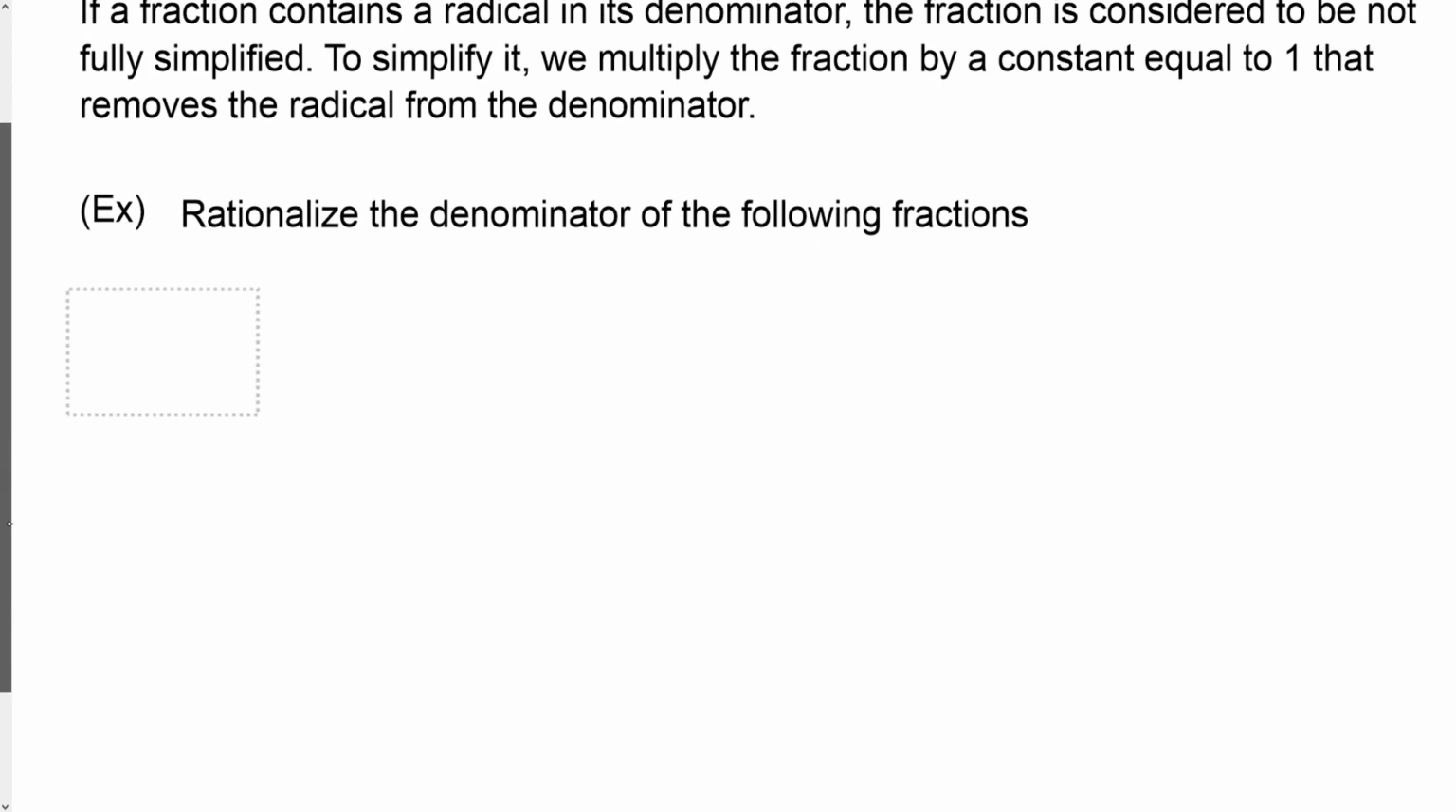So for example, let's rationalize the denominator of the following fractions. Now luckily, in trigonometry, we don't need to do very difficult examples, but we actually end up doing quite a few examples. So you need to be very good at this process. So 1 divided by the square root of 3, for instance. It has a radical in the denominator of the fraction, and therefore it's not fully simplified.